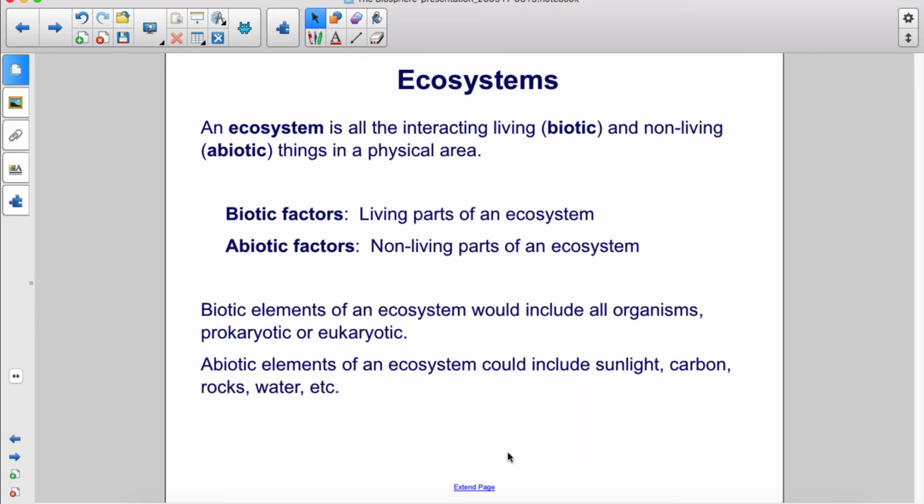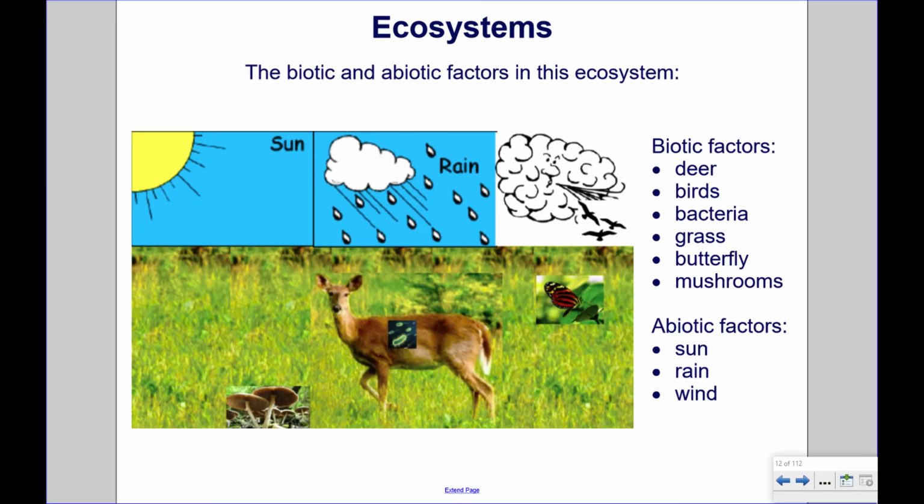An ecosystem is all the interacting living, or biotic, and non-living, or abiotic, things in a physical area. Biotic factors are the living parts of an ecosystem; abiotic factors are the non-living parts of an ecosystem. Biotic elements of an ecosystem would include all organisms, prokaryotic or eukaryotic. Abiotic elements of an ecosystem could include sunlight, carbon, rocks, water, etc.